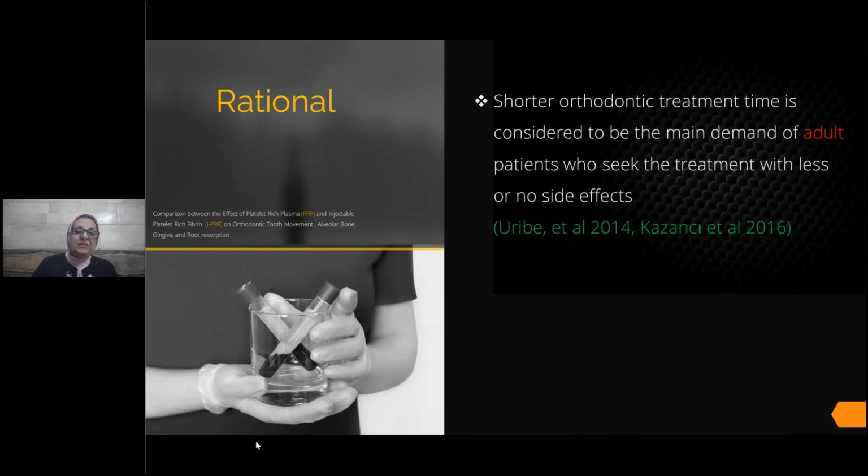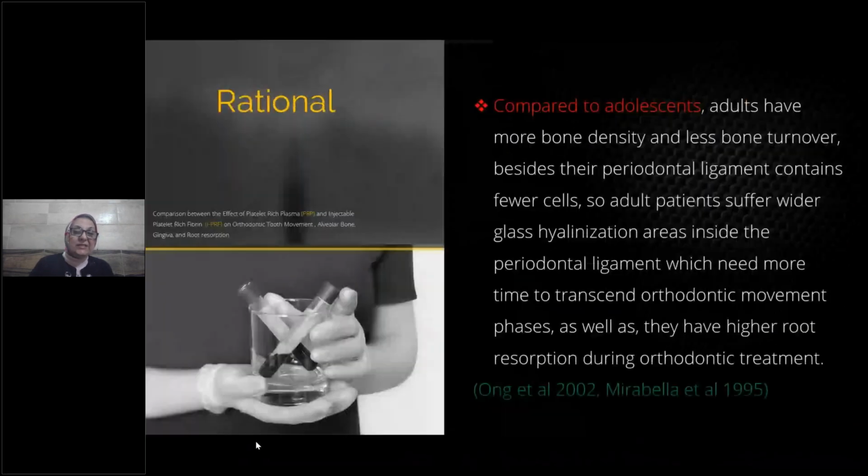Shorter orthodontic treatment time is considered the main demand of adult patients who seek treatment with fewer or no side effects. Compared to adolescents, adults have more bone density and less bone turnover. Besides, their periodontal ligament contains fewer cells, so adult patients suffer wider hyalinization areas inside the periodontal ligament, which need more time to go through the orthodontic movement phases, and they have higher root resorption during orthodontic treatment.